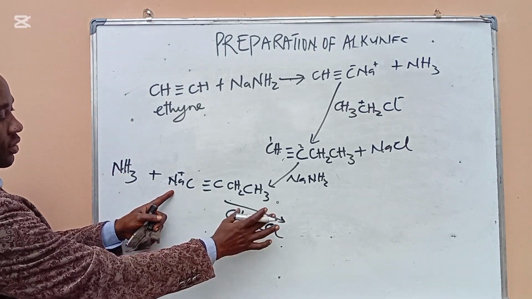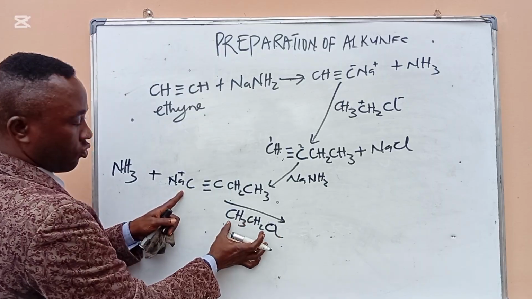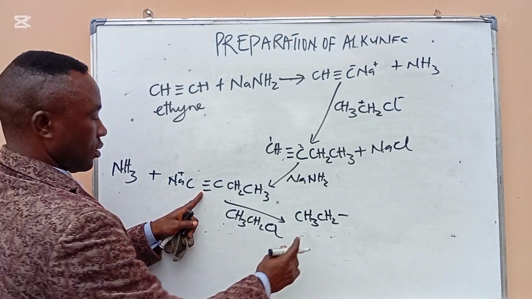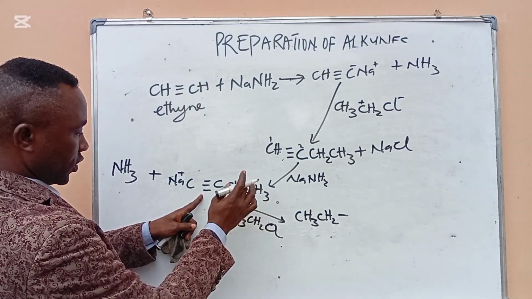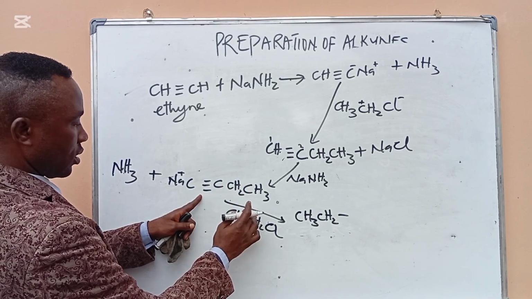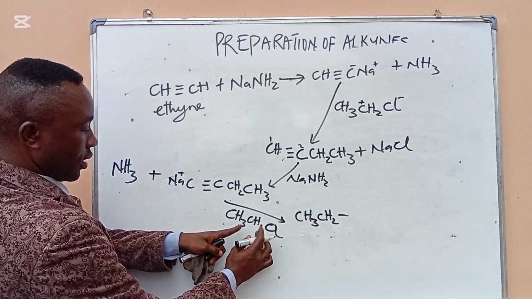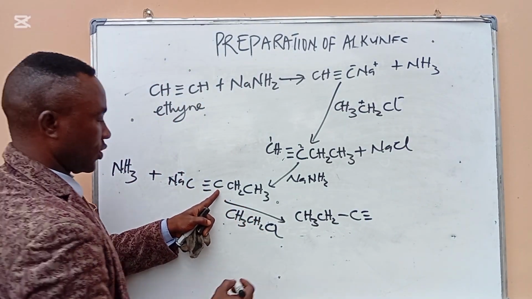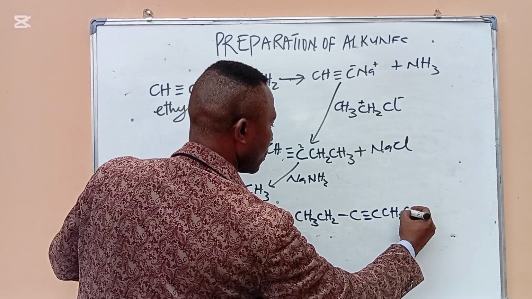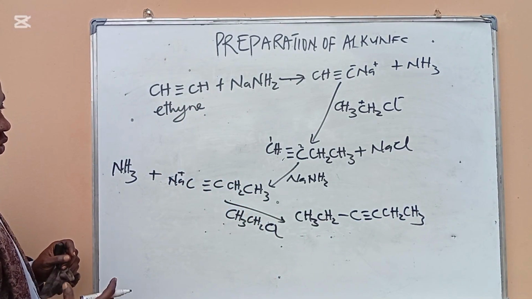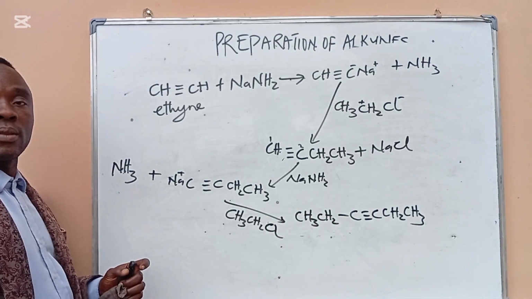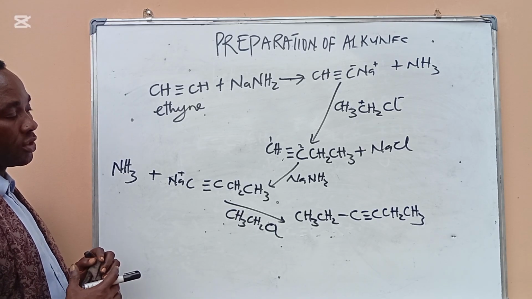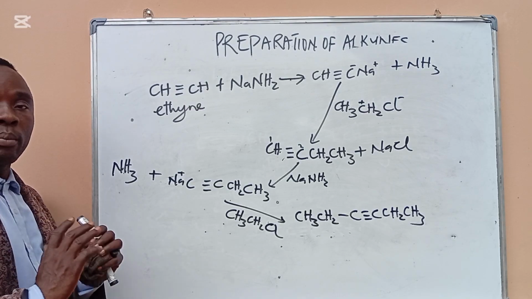What do we get when we react this? These two groups attack this side, so we'll have CH3CH2 C triple bond C CH2CH3. Looking at the compound, we have now gotten an alkyne that is not terminal, so our reaction can actually stop at this stage. All right, that is number 3.